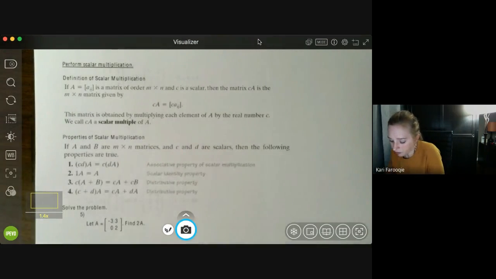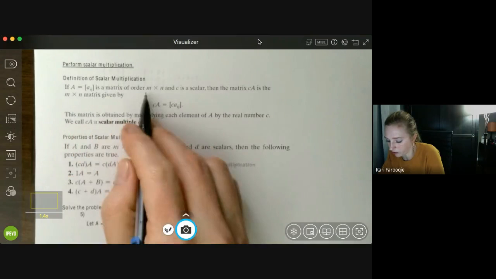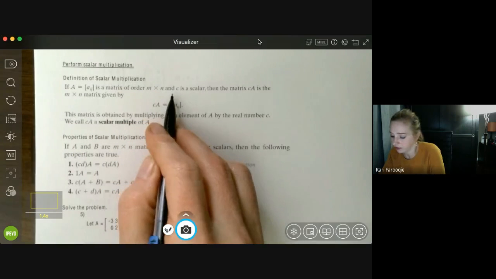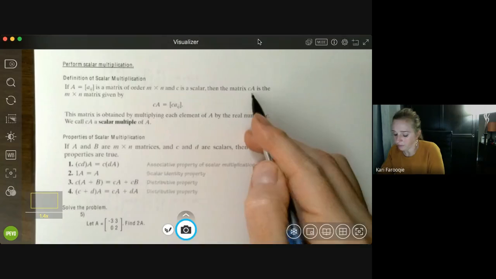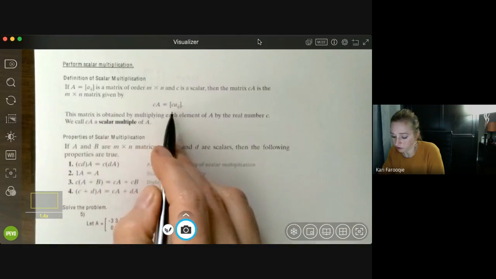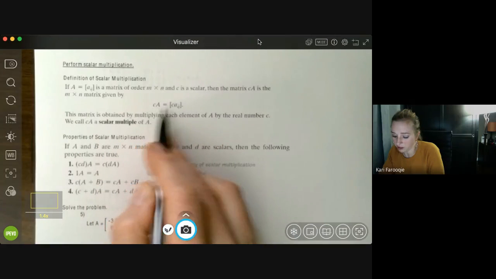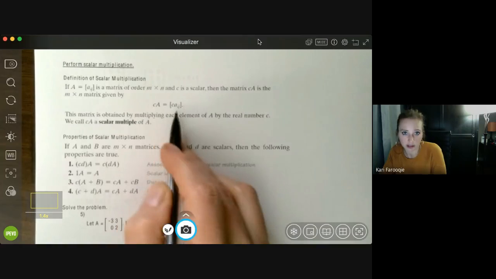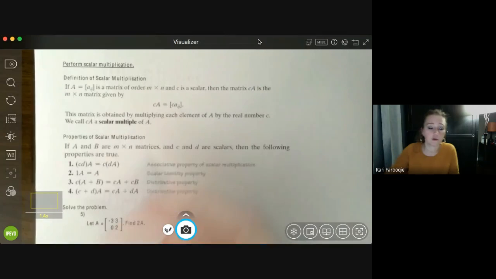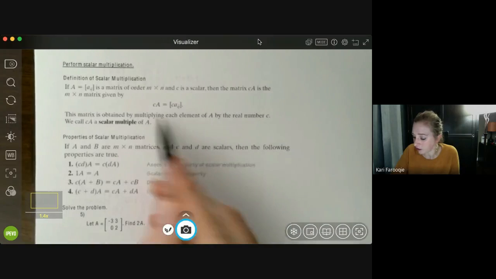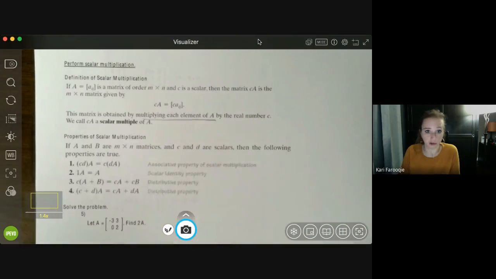So we're going to let A be a matrix of order m by n, and C is a scalar. So C times A is this m by n matrix given by CA equals C times each element in the matrix. What you're going to do for scalar multiplication is multiply each element of A by the real number C.